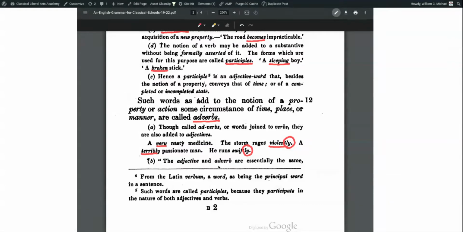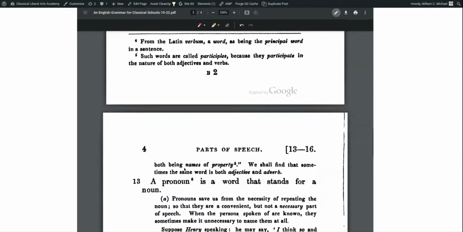The adjective and the adverb are essentially the same. They are both names of property. We shall find that sometimes the same word is both an adjective and an adverb. So one word can be used in different ways in different sentences. If you look up some words in a dictionary, and in the Classical Liberal Arts Academy, we provide you with access to the Oxford English Dictionary, which is the best English dictionary. If you look up a word, you'll find that it may actually be more than one part of speech. A word may be an adjective and an adverb.